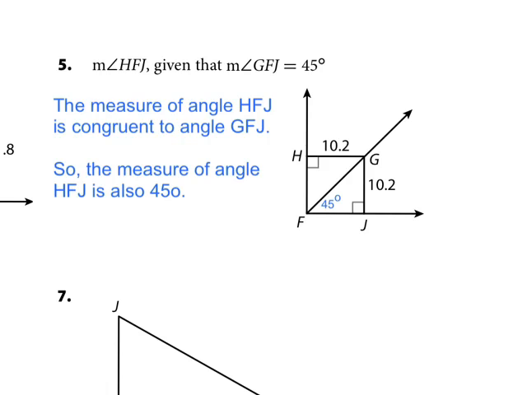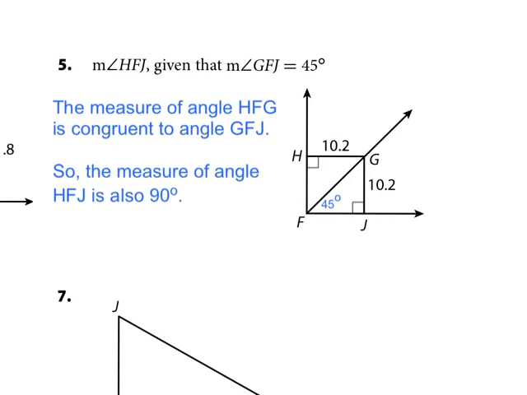is going to be 90 degrees because the measurement of angle HFG is 45, and so is the measurement of GFJ, 45 also. Now, if you add those together, 45 plus 45 gives you 90 degrees, and that's the one we were looking for, angle HFJ.